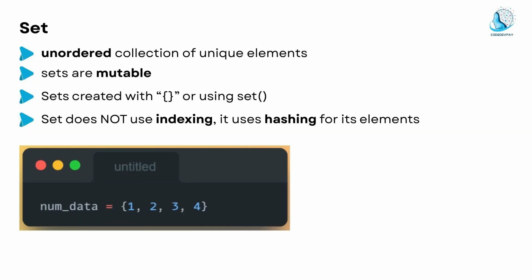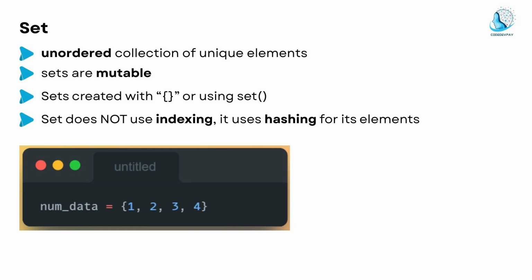A set is an unordered collection of unique items. So here we have a new keyword, unordered. This means that sets do not preserve the order of their entries or elements. Sets are mutable, meaning we can change or modify their contents after they've been created. We can create sets by using the curly brackets or the set constructor.